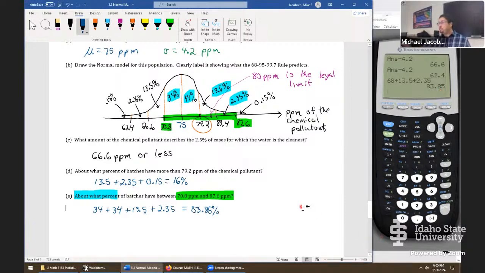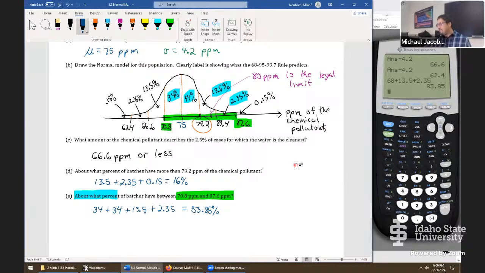And we did it. That's finding percentages based off the normal model. So we're saying there's an 83.85% chance that when this machine runs, the next batch is between 70.8 and 87.6 parts per million of the pollutants, let's just say lead. Any questions at all, folks, on finding that last probability percentage?